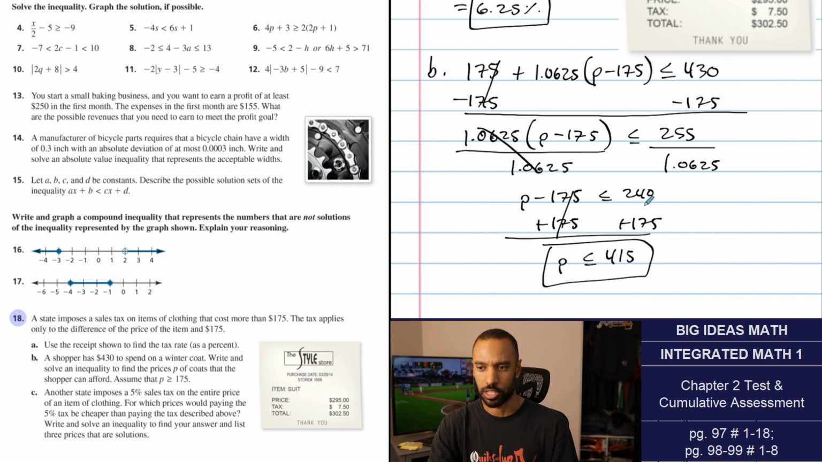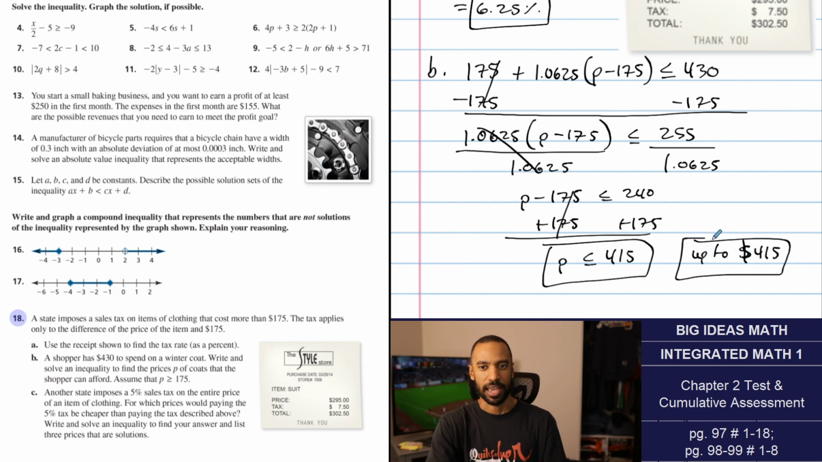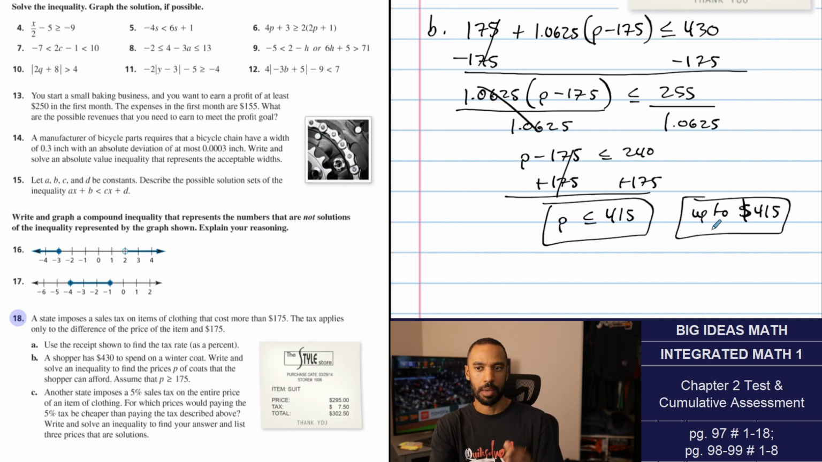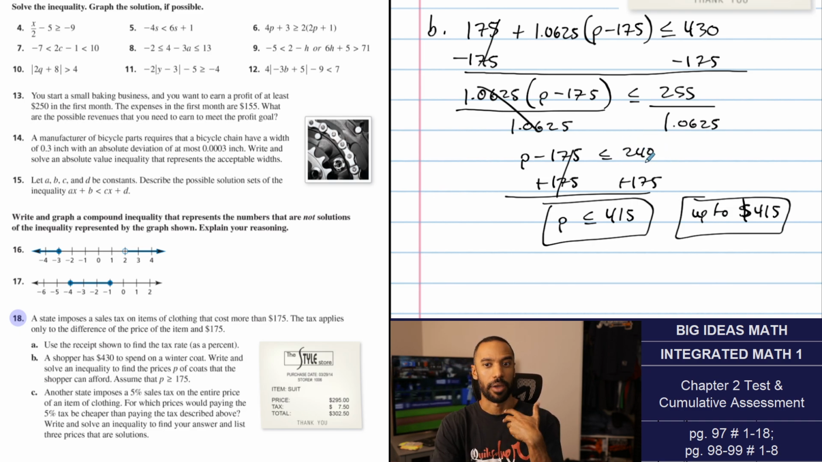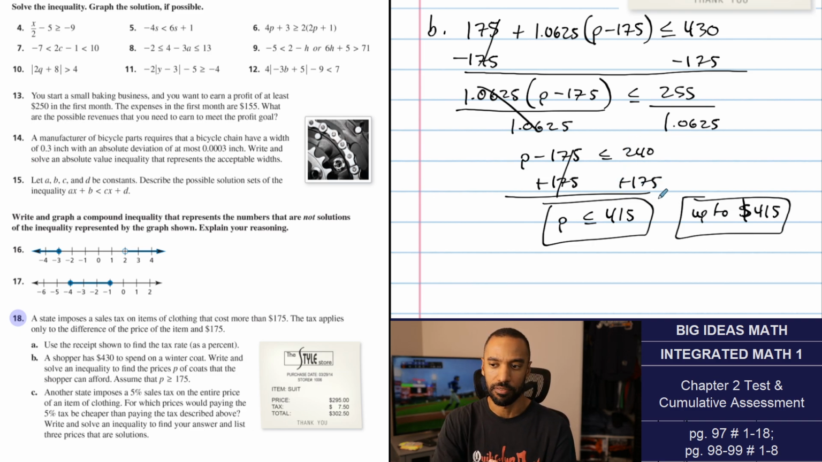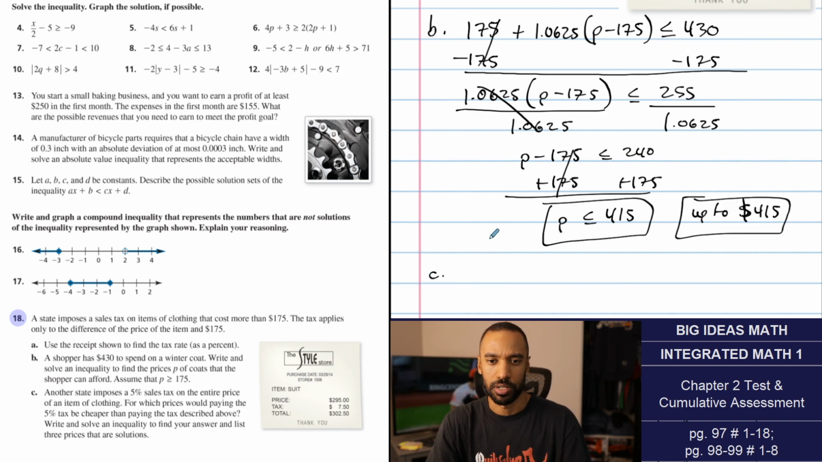Hold on, I just want to make sure that that's right. Okay, it is less than 430. So up to $415. You might wonder why it's not the full 430, because part of this will be taxed. If you spend $415, that means 240 of it will be taxed at 6.25%. A tax of 6.25% on $240 is an additional $15. When you add it to the 175 that you're already spending that is untaxed, that totals to 430. So this is as much as you can spend on the subtotal, if you will. And that should be it.